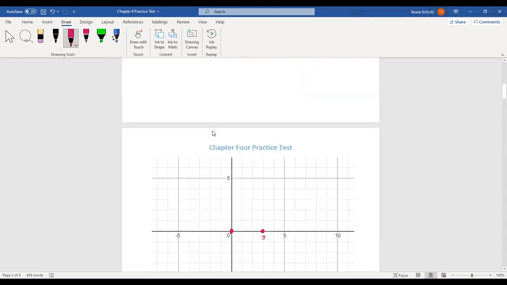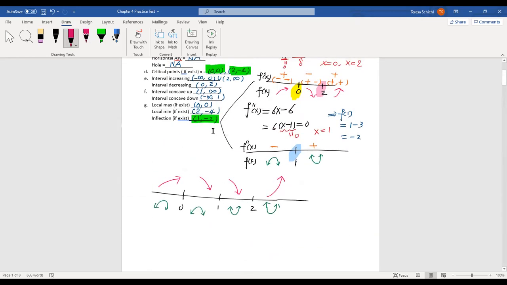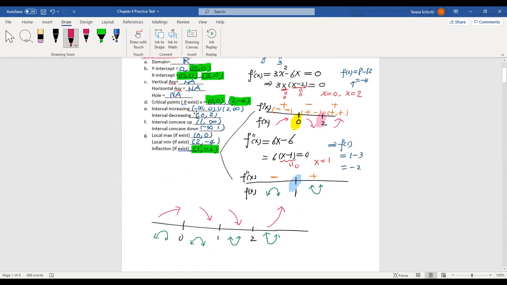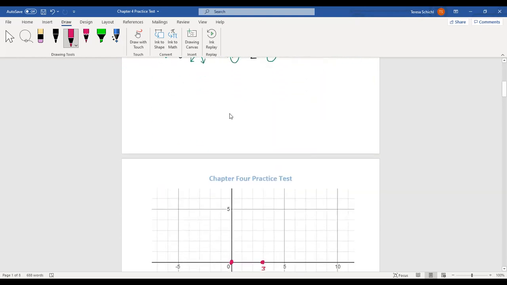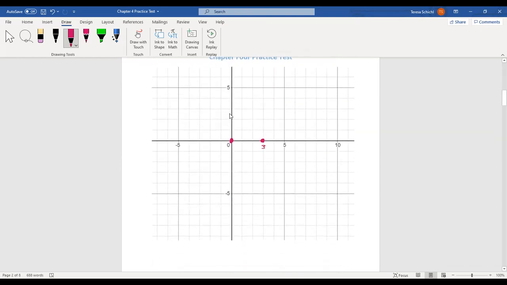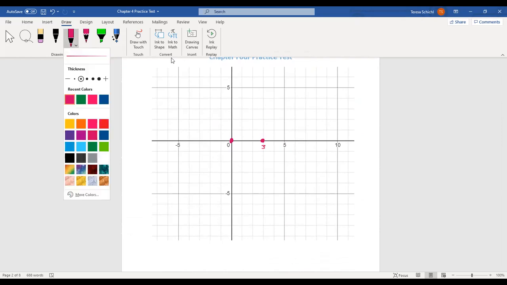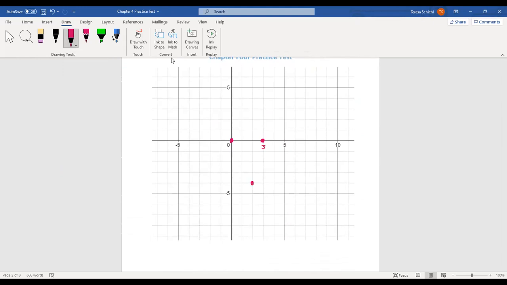And then, any other things here? We said we have a critical point at (0, 0) and at (2, -4): 1, 2, and -4, 1, 2, 3, 4. So here, 2 and -4, right? So this is one of the critical points, and this is the local min, and this critical point is the local max.